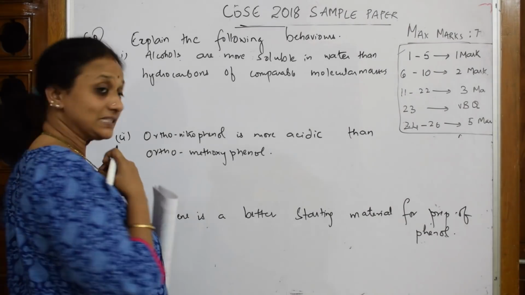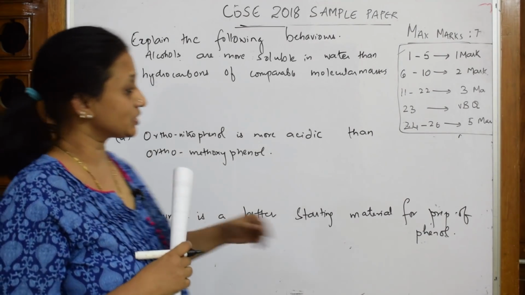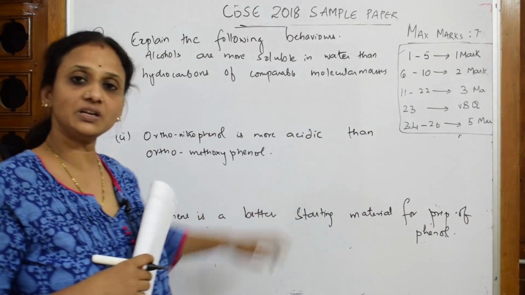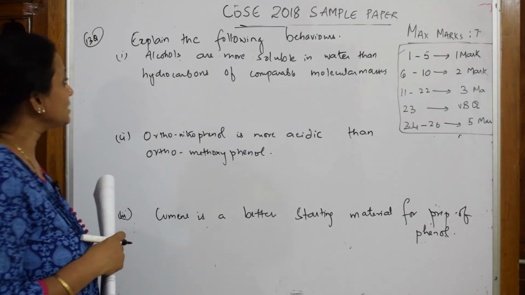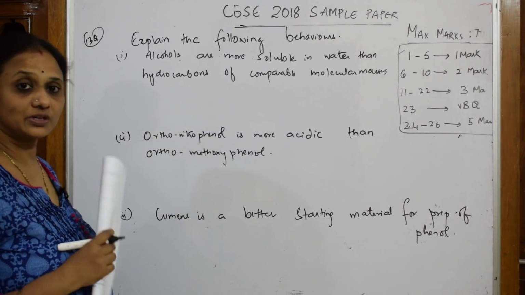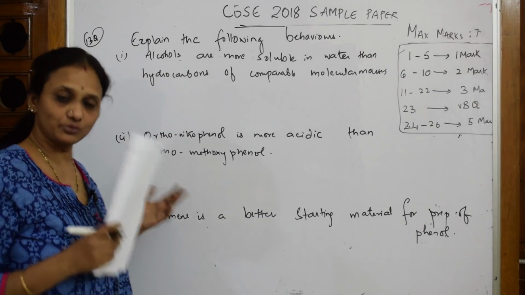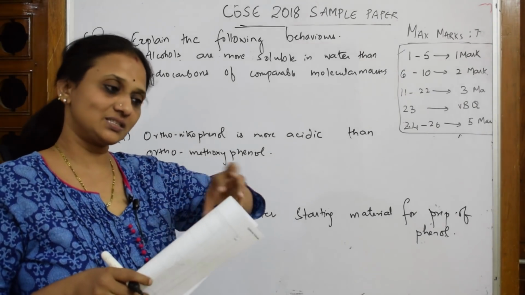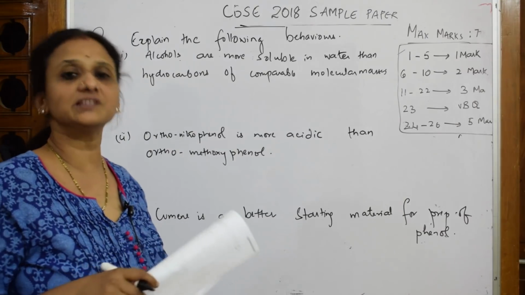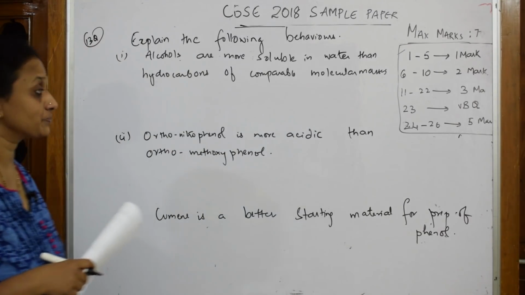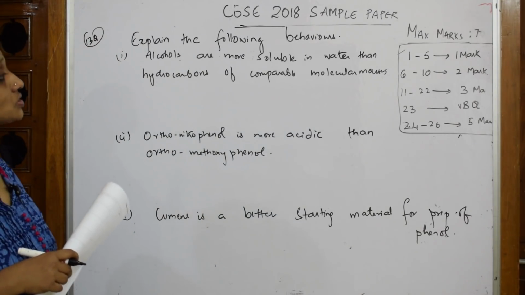Right, let's come back and see the 13th question. Again, because it is for 3 marks, you'll have 3 one-mark questions in this. So what do they give us? Explain the following behavior. Please remember, try to attempt all 3 questions in the exam. If you don't know, at least try to show that you're attempting the concept. Don't leave any question. Here they've given us: alcohols are most soluble in water.